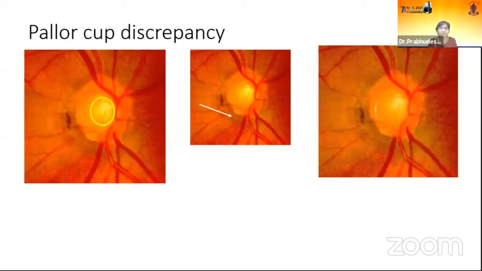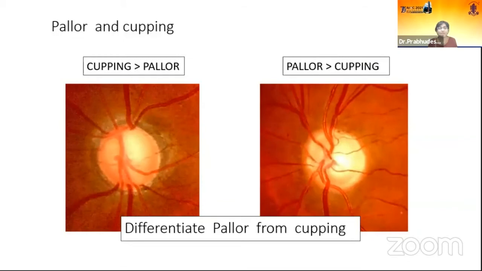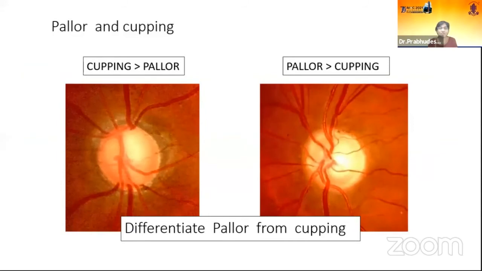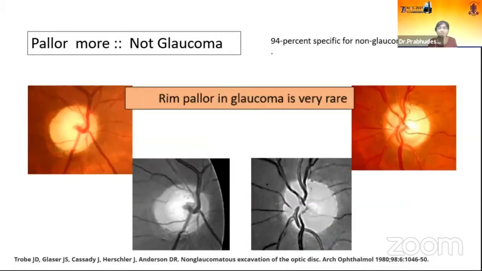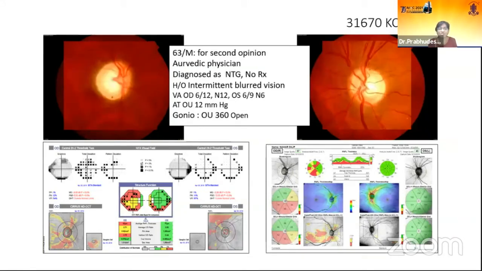So pallor cup discrepancy is a pathognomonic sign, because the cup would be definitely much more than the pallor here, and it would be accompanied by an RNFL defect. So cupping, if more than pallor, is definitely glaucoma, but pallor, if it is much more, and if it is on the NRR, it is definitely not glaucoma. Rim pallor in glaucoma is very, very rare, and you have to look for other findings. Like in this patient, you can see there was pallor of the NRR temporally in both the eyes, and even if the ONH and OCT findings were showing glaucomatous-like defects, we wanted to investigate because it is not glaucoma.